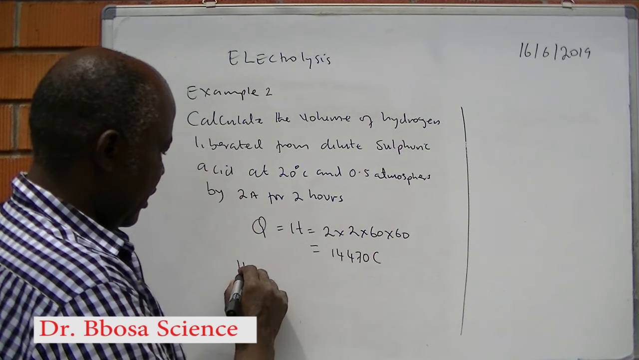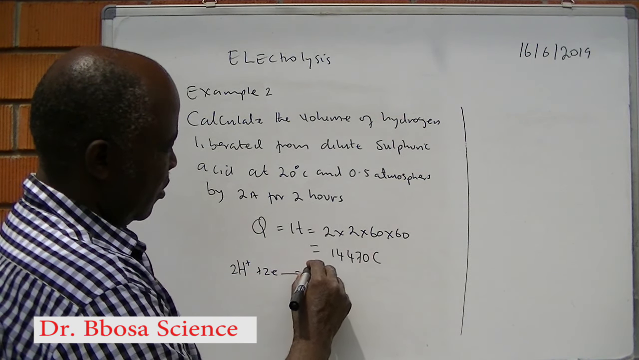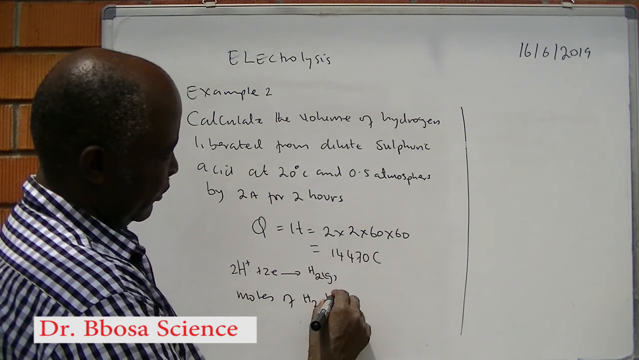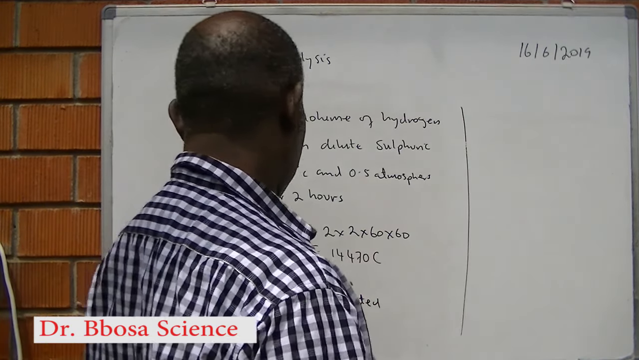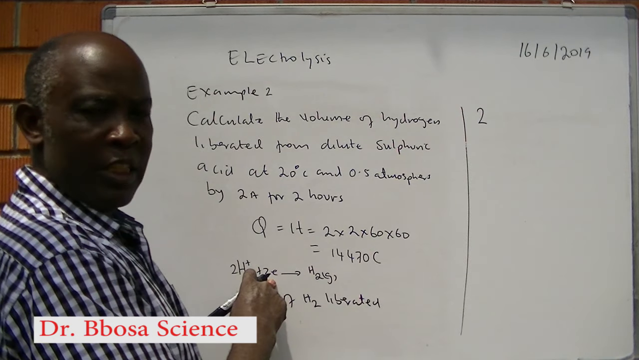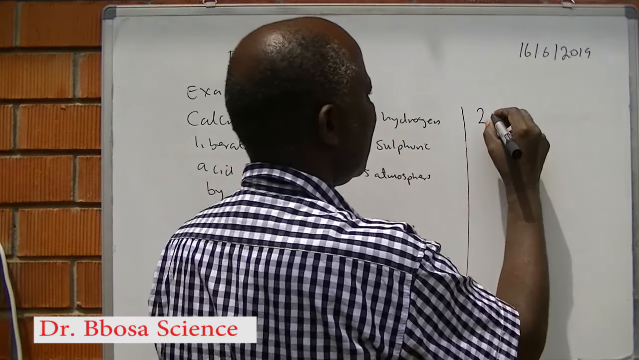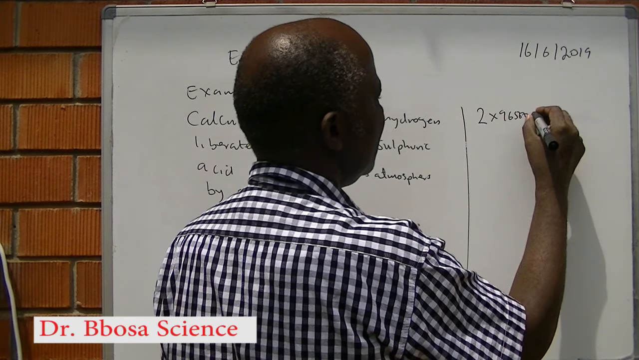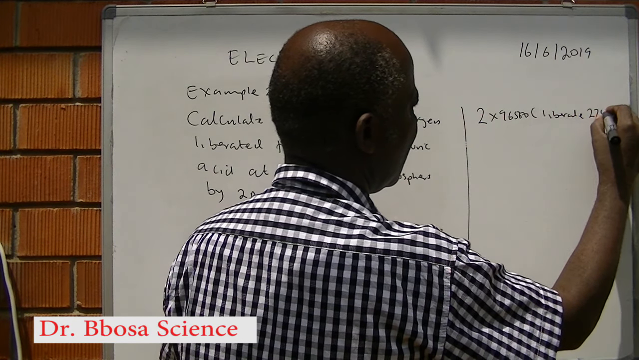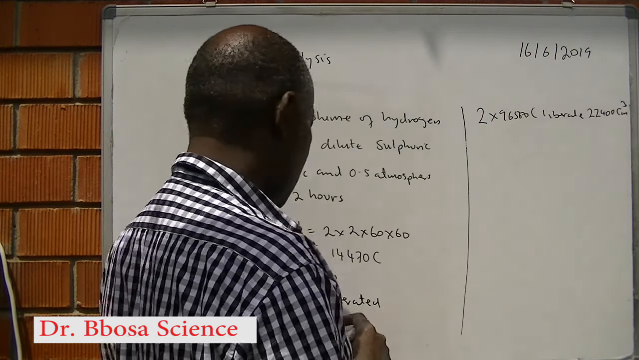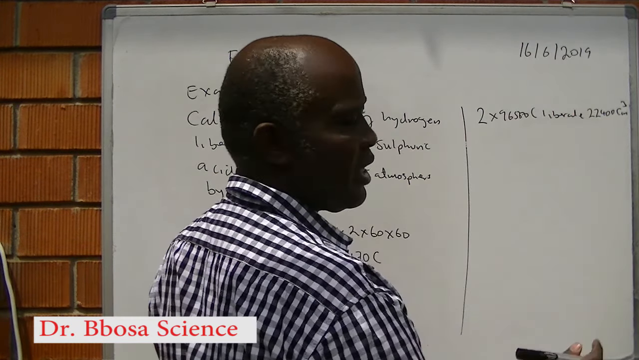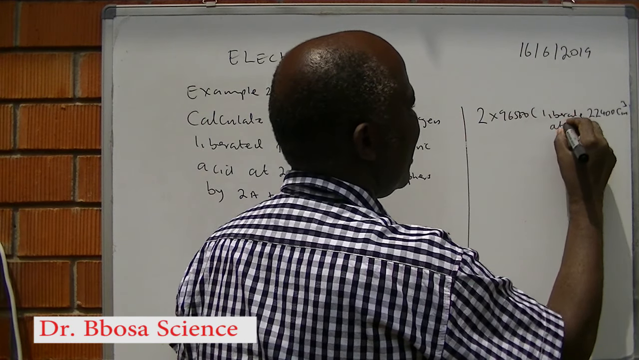Then hydrogen 2 plus 2 electrons will give you hydrogen gas. Then the moles of hydrogen liberated: since 2 moles of electrons are required to liberate 1 mole of hydrogen, then we can say that 2 times 96500 coulombs liberate 22400 centimeters cubed. 1 mole of hydrogen is equal to 22400 centimeters cubed at STP.